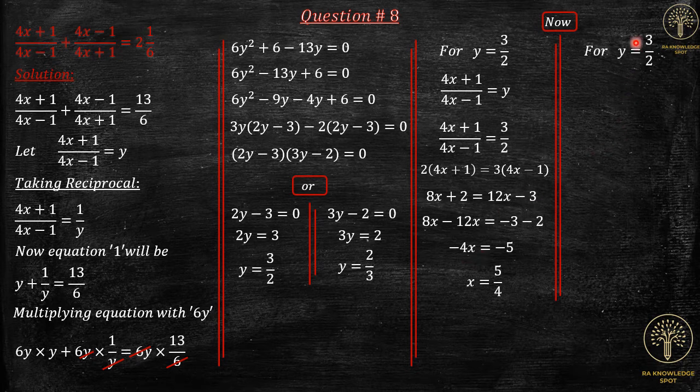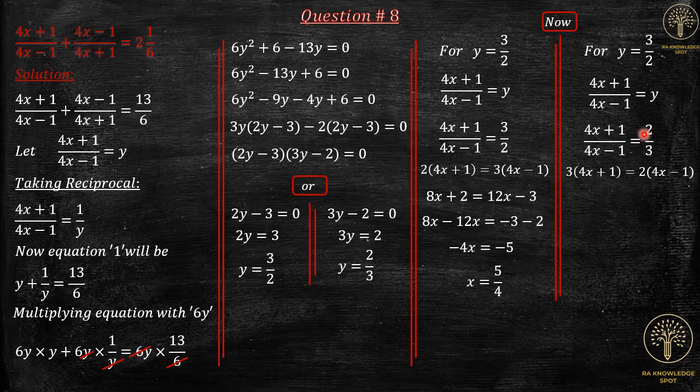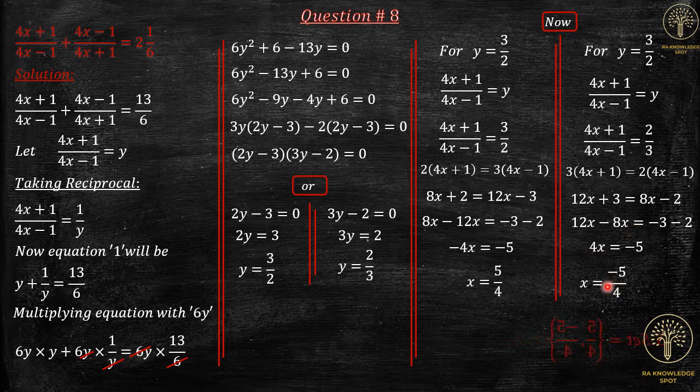Now another one, that is for y is equal to minus 3 by 2. That is okay. After taking the value, that is 2 by 3, cross multiplication, 3 4s are 12, 3 1s are 3, 2 4s are 8, 2 1s are 2. Then 12x is here because we need x on the left side, 8x is positive and here it is negative. Then shifting this positive 3 will be negative, and here 5 by 4. So these are the two solution set of the question, that is 5 by 4 and minus 5 by 4.